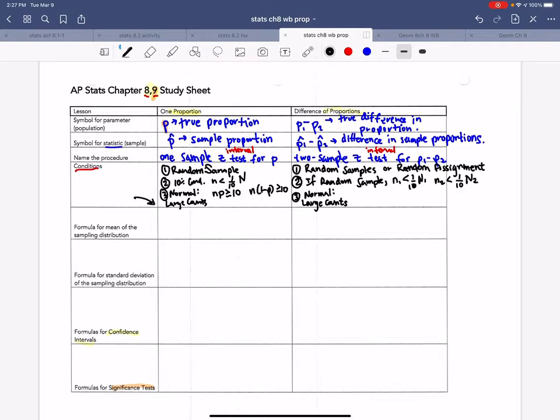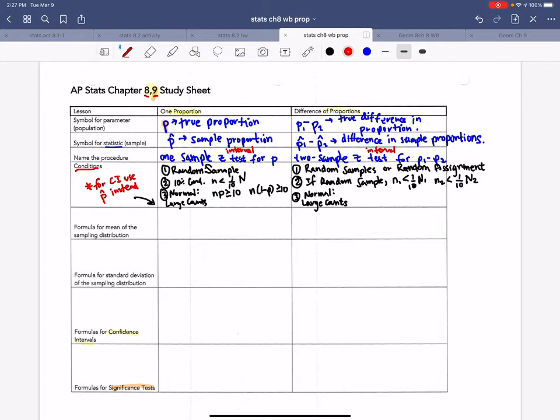What's different when I do an interval? So I'm going to make a little note here that for my confidence intervals, I'm going to use p hat in this setting instead. Okay, so hopefully that helps us keep track in our minds.